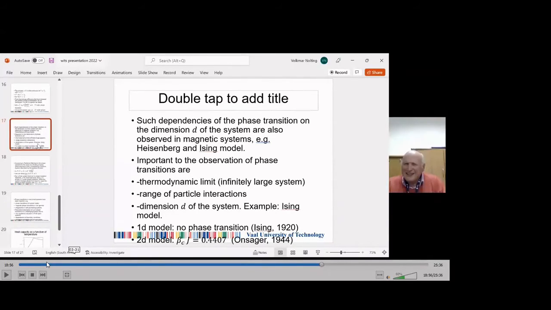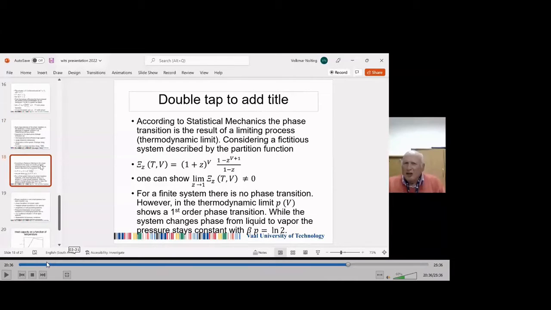Important is also the range of the particle interactions, because the larger that range is, the more likely phase transitions occur. And then, like we saw in the example of the Ising model, the dimension d of the system can also become important. According to statistical mechanics, the phase transition is the result of a limiting process. That is why one has to consider the system in the thermodynamic limit. For finite systems, there are no phase transitions.